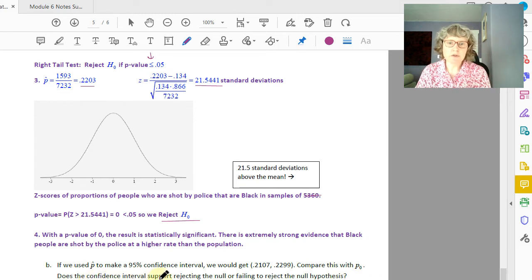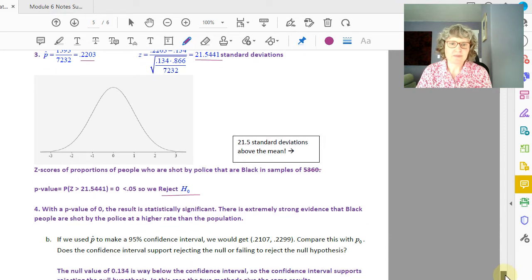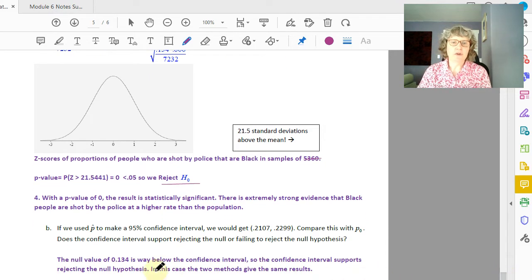Does the confidence interval support rejecting the null or failing to reject the null? Okay, so 0.134 is not in this interval, right? Not even close. The null value of 0.134 is way below the confidence interval. The confidence interval supports rejecting the null. So in this case, they both give the same result. They both say to reject. This is pretty clear evidence.